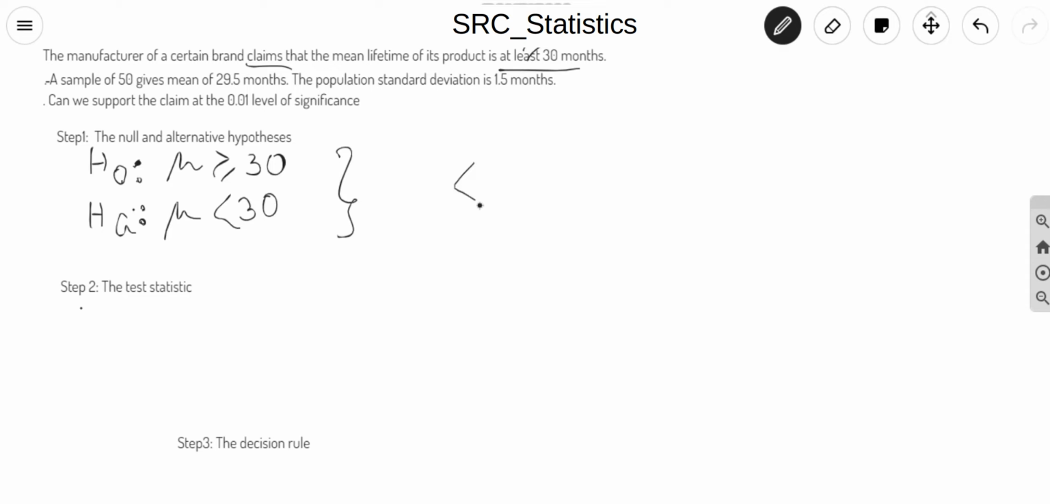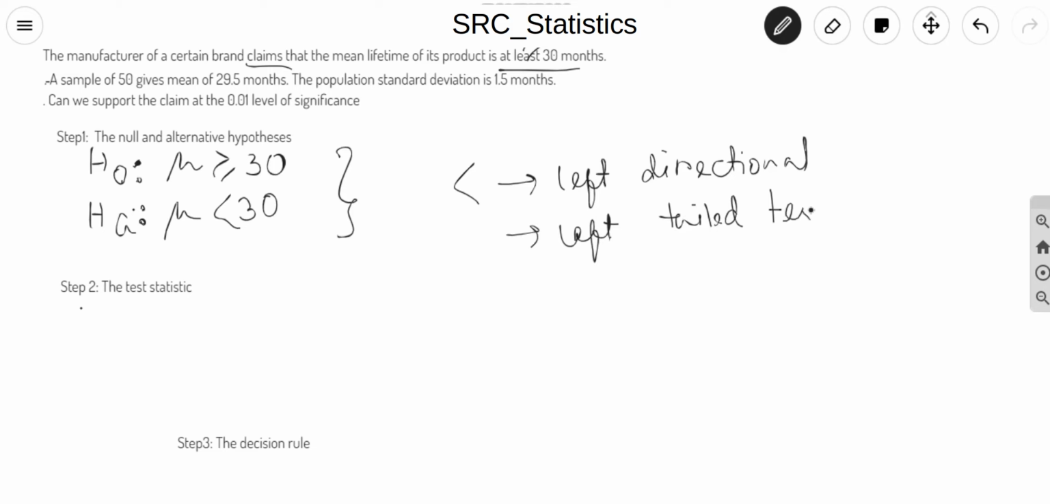See, the alternative hypothesis has a less than sign, that means it is a left directional alternative hypothesis. So the test is a left tail test. Now we find out the value of the test statistic.